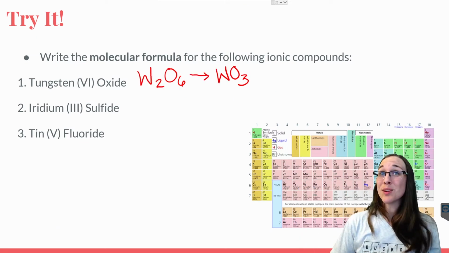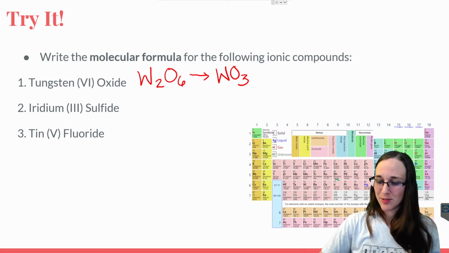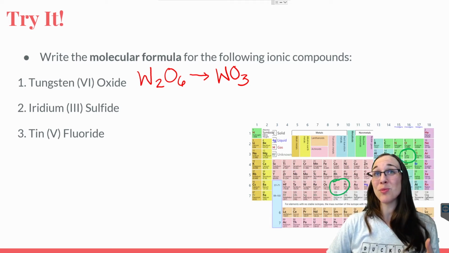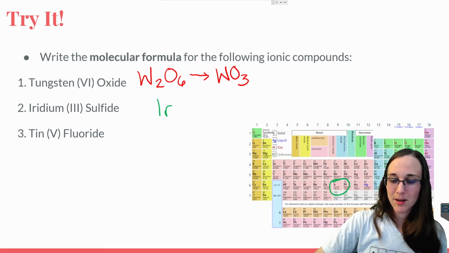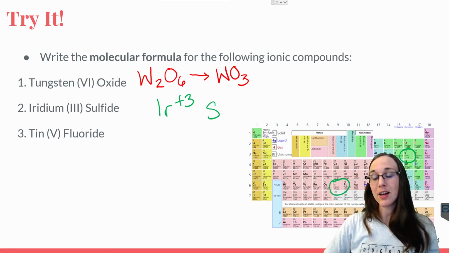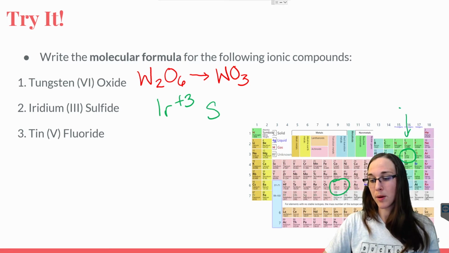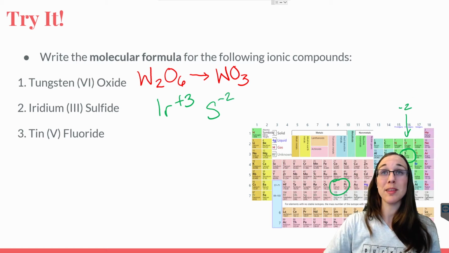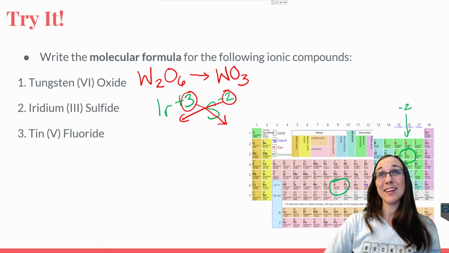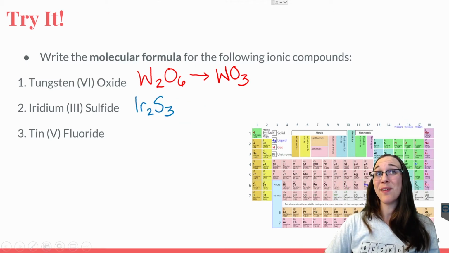Get it? Next is iridium 3 sulfide. Iridium is right here, and sulfur is over here. Iridium with the 3 Roman numeral means a +3 charge on the Ir. So we would write Ir +3, and sulfide, sulfur, is in the same column as oxygen as before, and all of these form -2. So we'll put a -2 in the upper right-hand corner. Let's do our drop and swap. We'll put the 3 down here and the 2 down here. And that gives us Ir2S3.